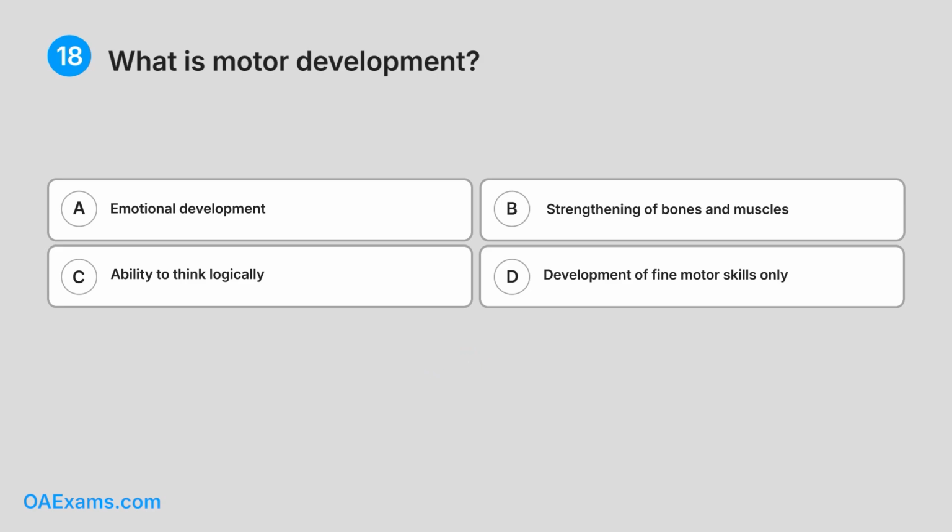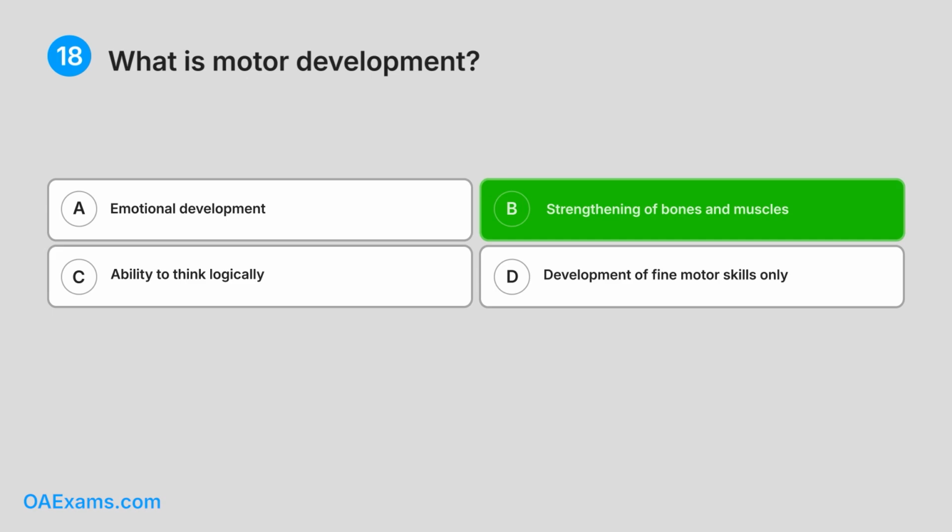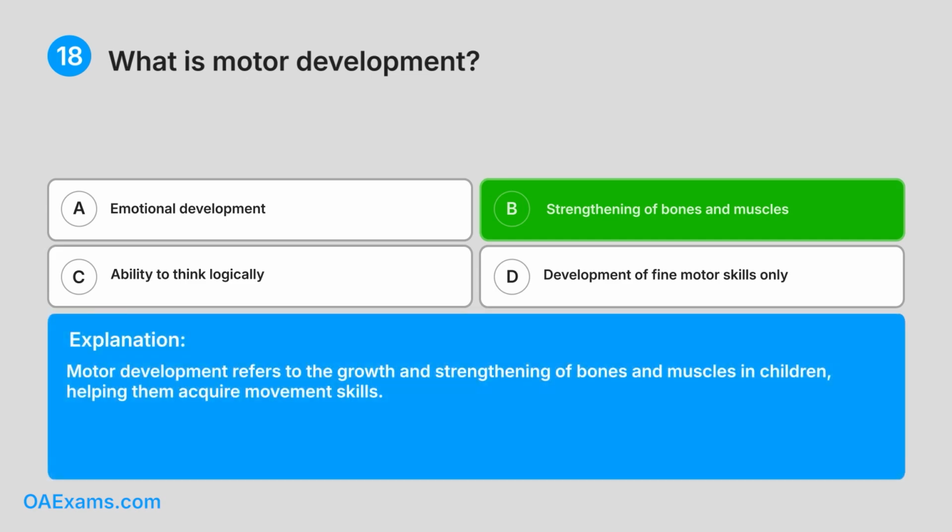Correct answer: B. Strengthening of bones and muscles. Explanation: motor development refers to the growth and strengthening of bones and muscles in children, helping them acquire movement skills.